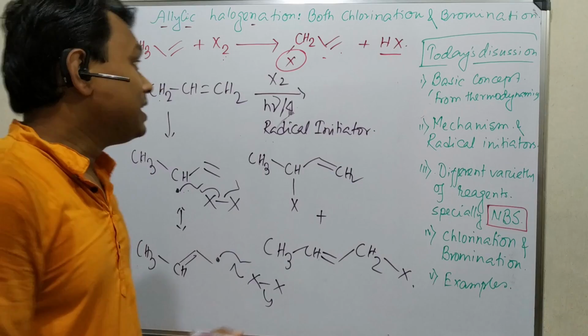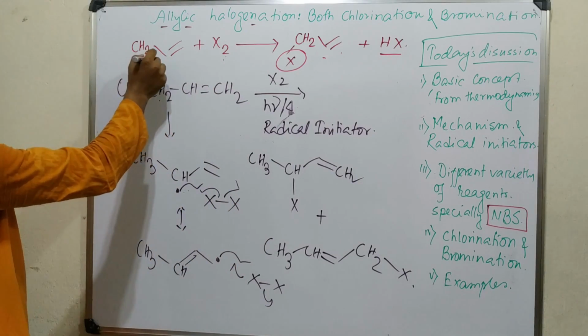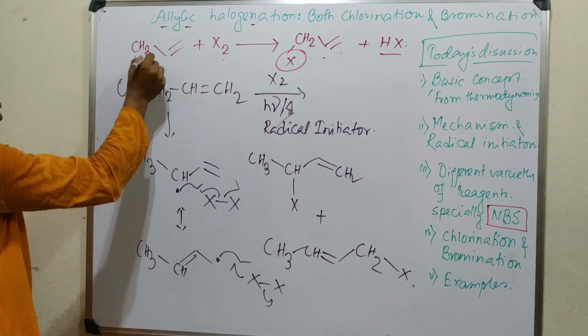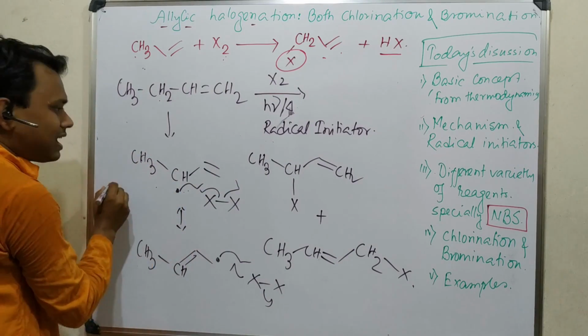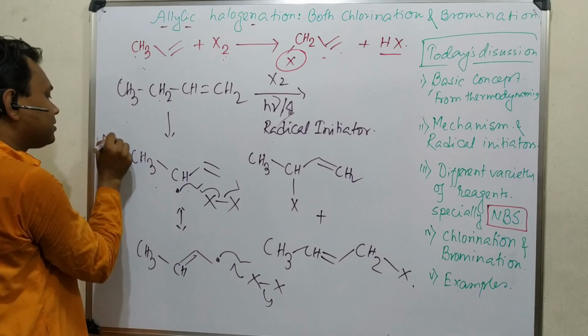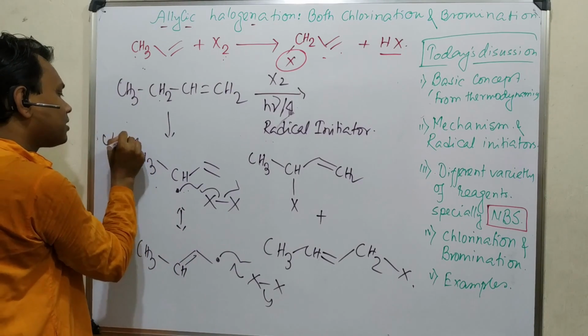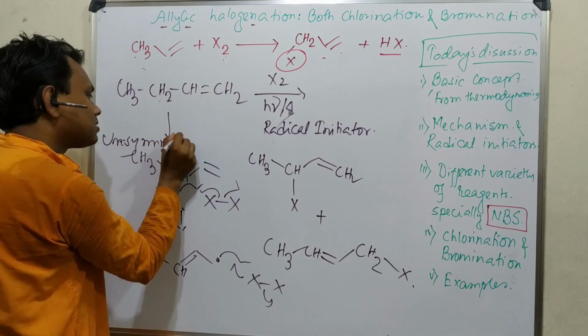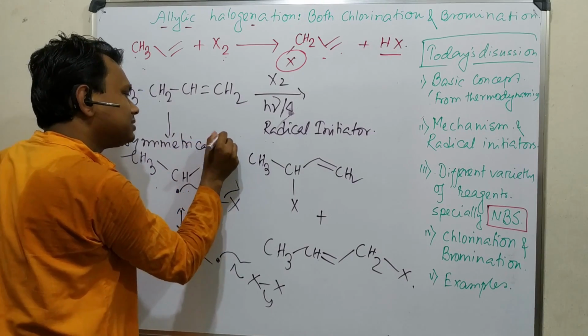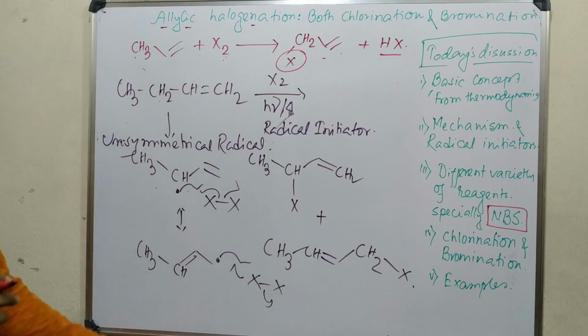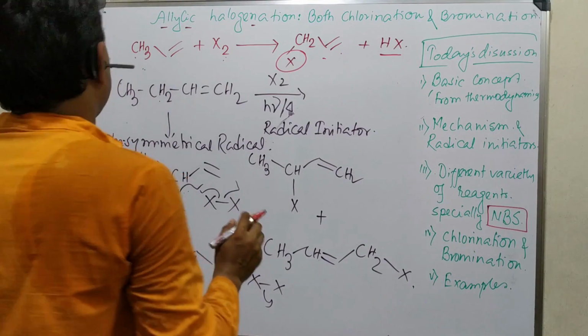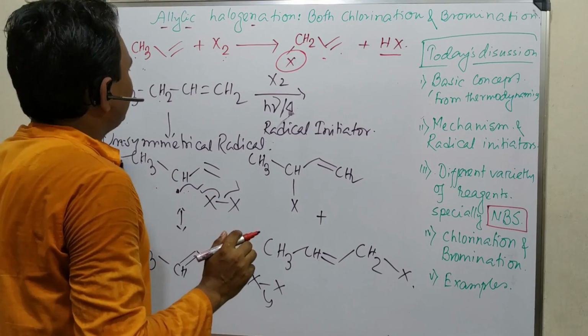So be careful. In propene, this radical is a symmetrical radical, so this produces a symmetrical radical. But this is an unsymmetrical radical. That's why these two types of product are obtained. Okay? Fine. Now, in this context, you may have a few confusions.